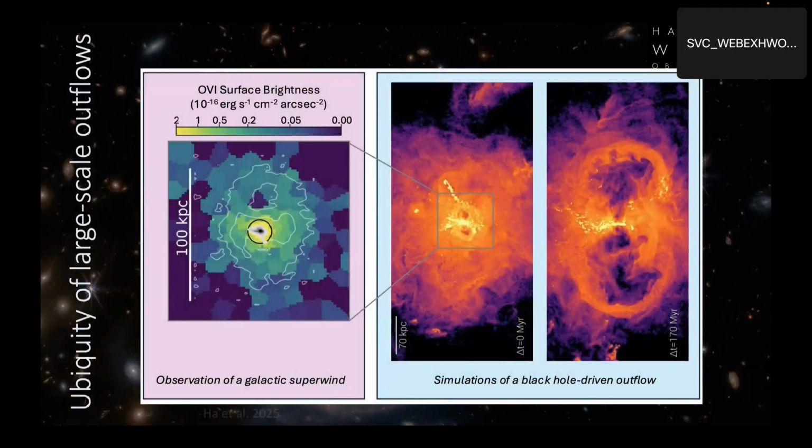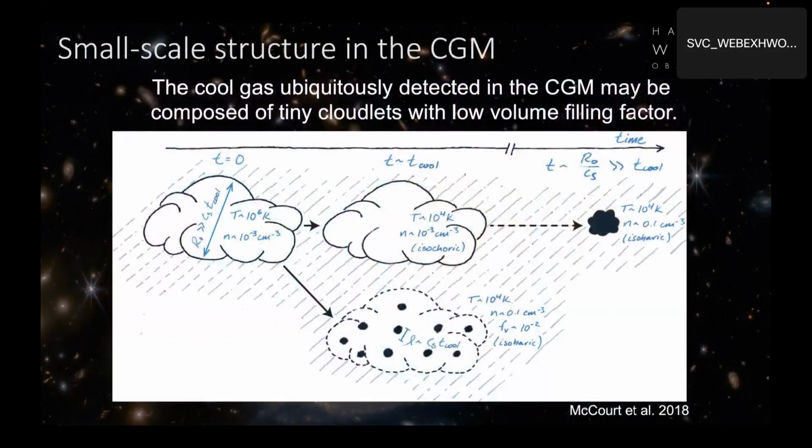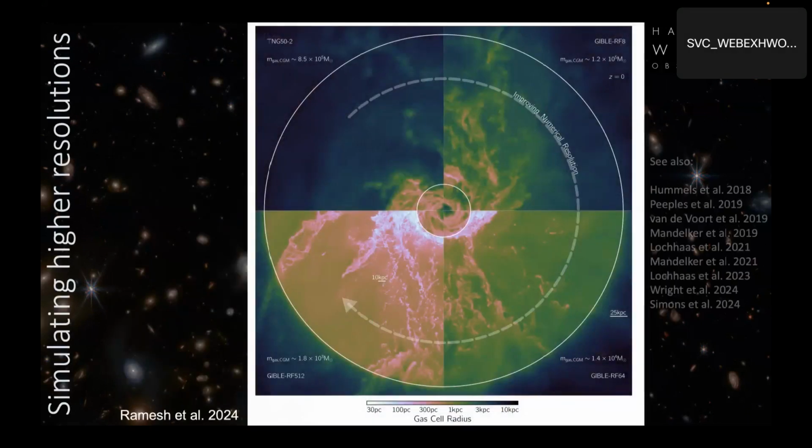Okay. So I'd like to turn now to the small scale structure of the CGM. This schematic from the seminal paper by McCourt et al. shows a cooling gas cloud in the CGM going from the hot halo conditions at 10 to the 6 Kelvin down through 10 to the 4 Kelvin, at which point it may fragment and shatter into smaller cloudlets that are denser with lower volume filling factor. So these predictions are borne out of simulations as well.